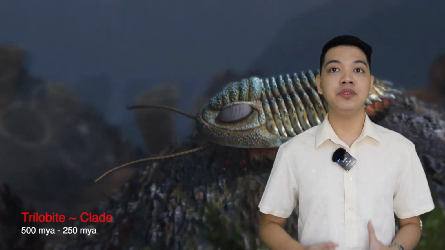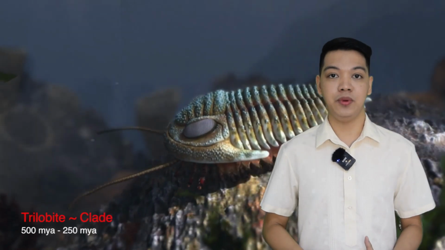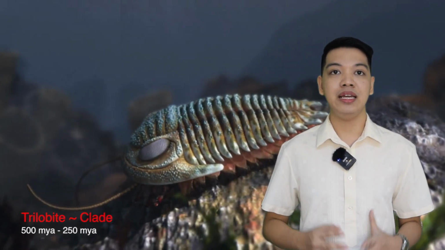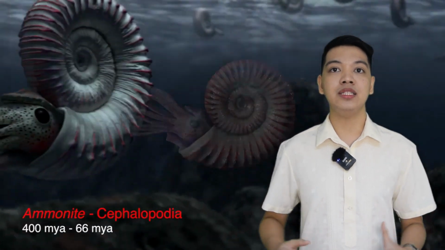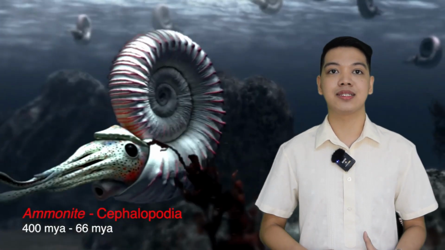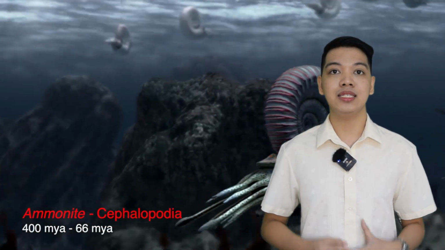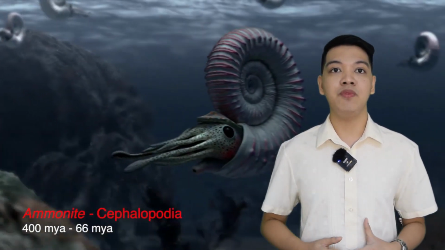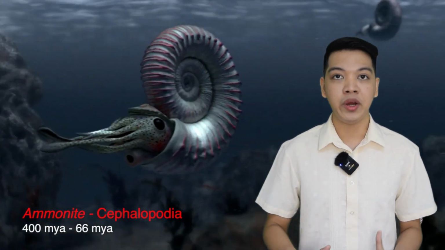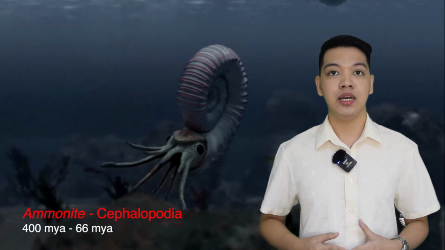Index fossils are incredibly useful for correlating rocks. By identifying these fossils in different rock layers, we can determine the relative ages of those rocks. This allows us to create a timeline of Earth's history and place various rock layers in order from oldest to youngest.